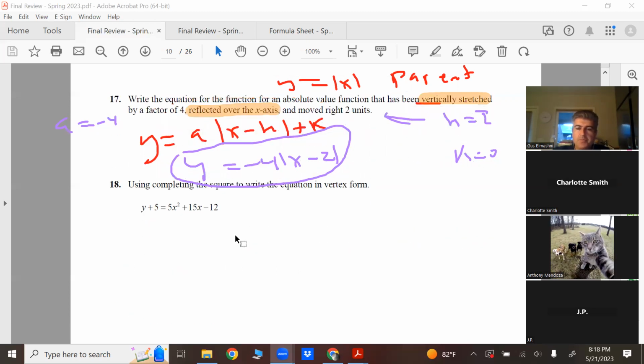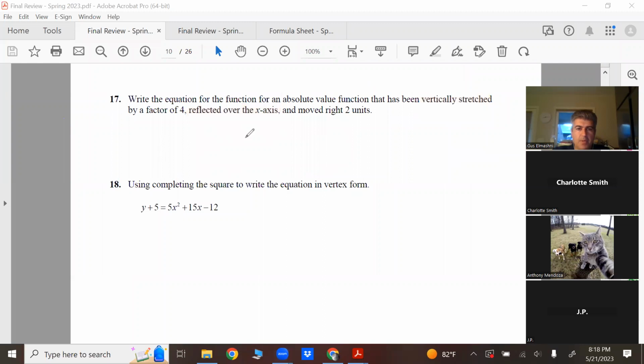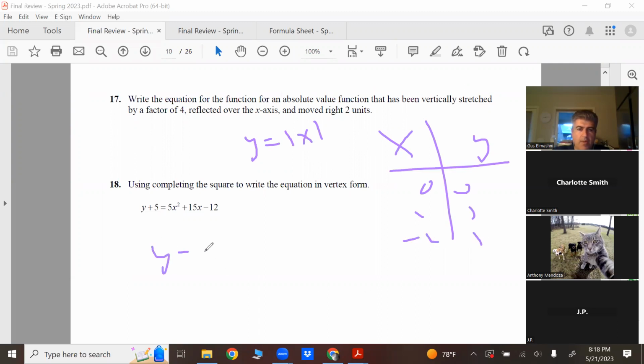Why would the 2 not be on the outside? That would be a vertical shift. Think about if you were to plug in numbers, like y equals the absolute value of x. Make a quick table: 0, 0; 1, 1; negative 1, 1. If I have y equals absolute value of x plus 1, and I plug in the same x coordinates, 0, 1, negative 1, and then calculate y, all the y values go up by 1. That's why the outside is a vertical shift, not a horizontal shift. So vertical shifts are always on the outside.